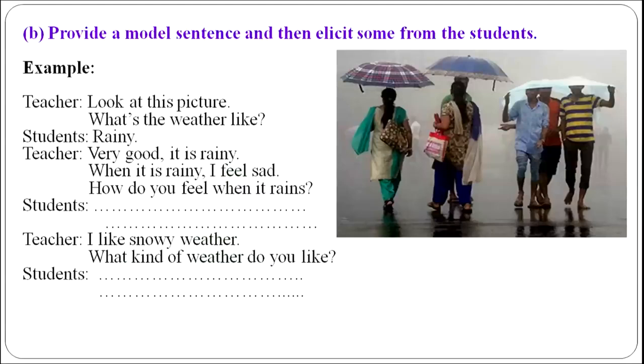Now, you can provide a model sentence and then elicit some from the students. For example, you can ask, look at this picture. What's the weather like? Students may reply, raining. Teacher, that is you, very good. It is raining. When it is rainy, I feel sad. How do you feel when it rains? Students have to reply. You can ask them, I like snowy weather. What kind of weather do you like? Then again, the students have to understand what you have said and reply.